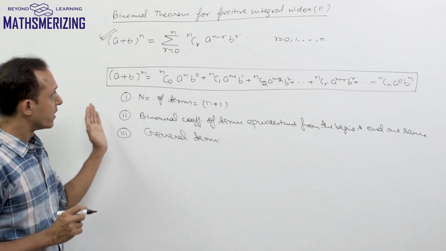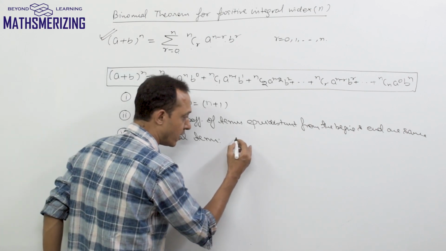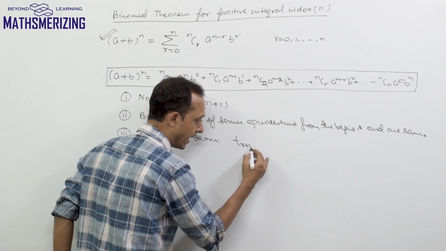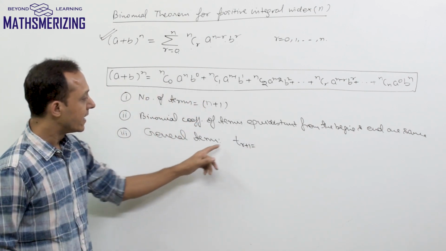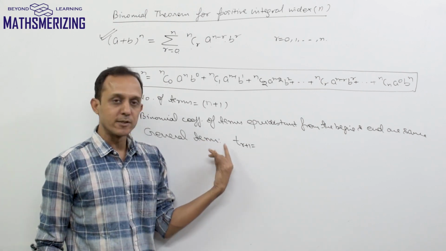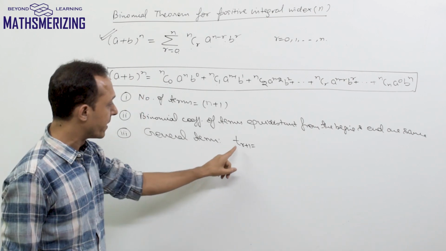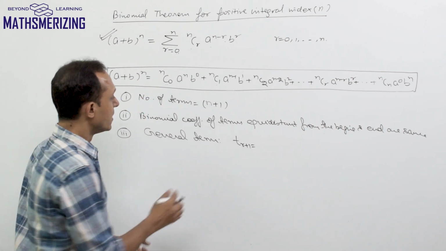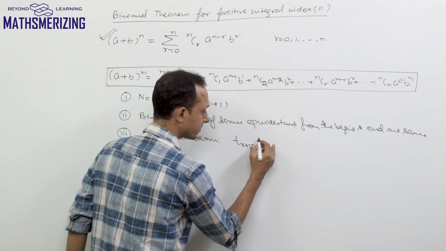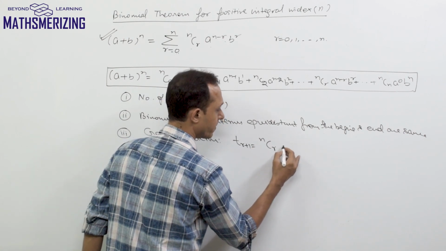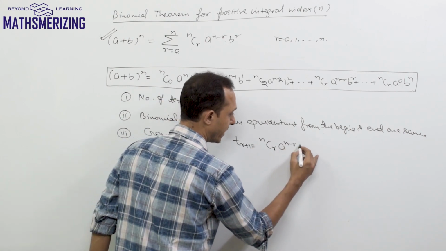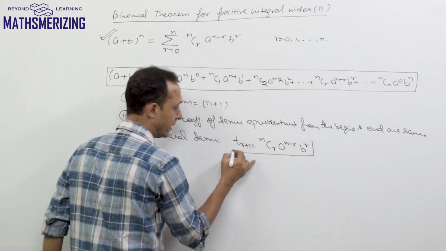Now if I have to write the general term, we write the general term as T(r+1). I cannot write T(0), I cannot say zeroth term. So it has to be the first term, and then it goes all the way up to the (n+1)th term. That's the reason I'm writing it as T(r+1). So its general term is nCr a to the power n minus r into b to the power r.